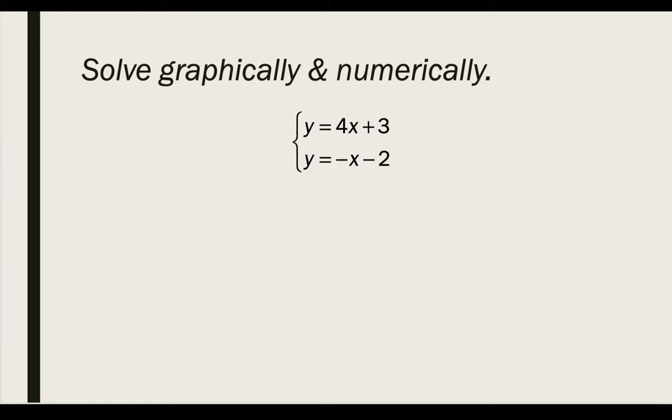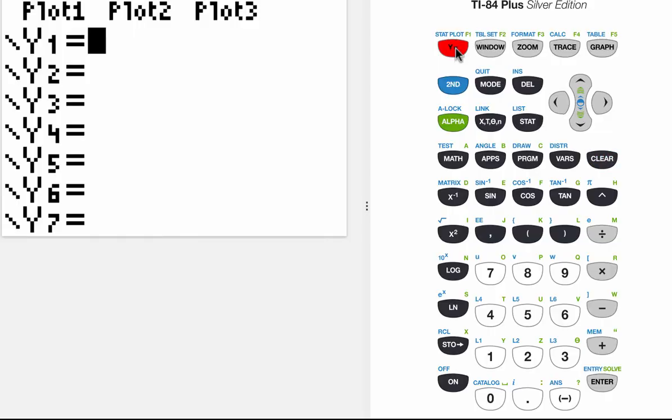So what's nice about this is that we're already set equal to y, because when we solve graphically and numerically, we need to be in that y equals mx plus b form so that we can graph our equations. So we're going to do so using the graphing calculator. We start by going to the y equals key. In y1, I'm going to type in the 4x plus 3, and in the y2, I'm going to type in negative x minus 2. Be sure to type in a negative sign in front of the x and not a minus sign. If you get an error, that's likely where it is.